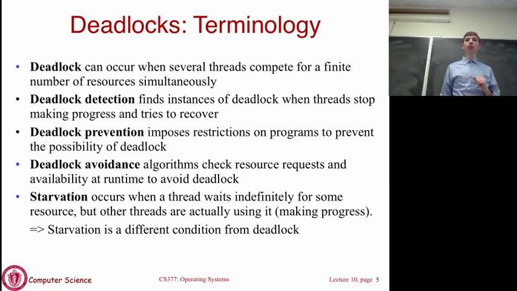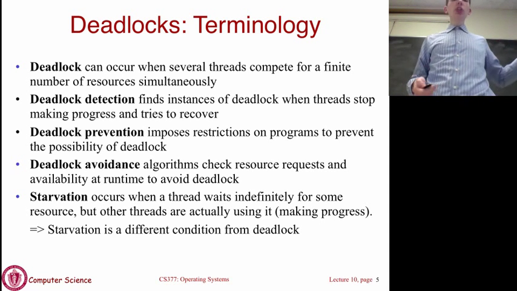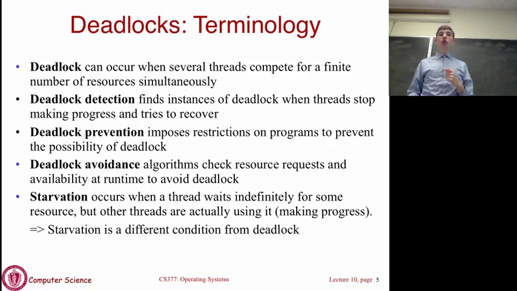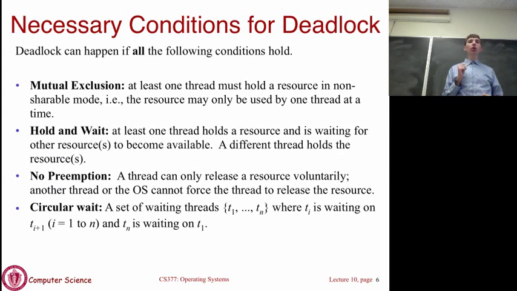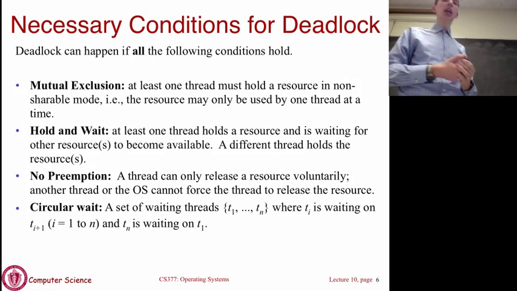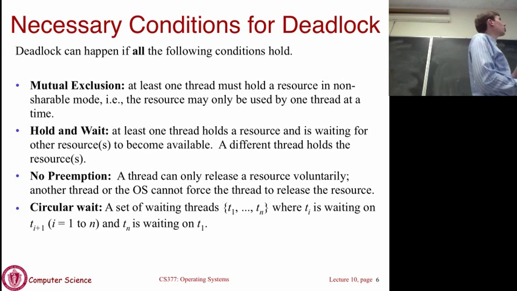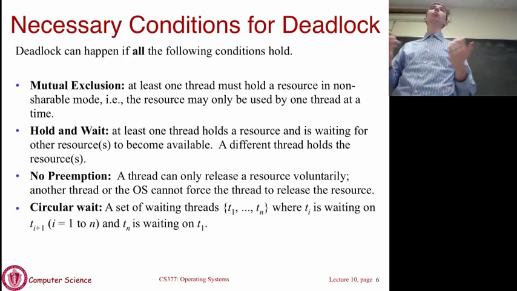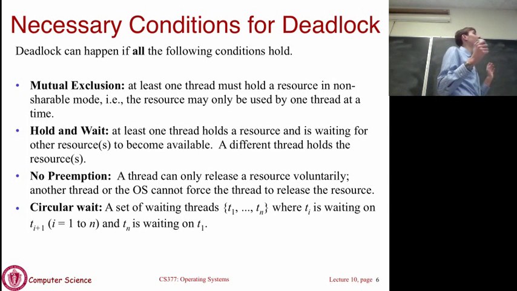Okay. So before we talk about detection, prevention, and avoidance, first let's talk about the necessary conditions for deadlock. We have some intuitive understanding of what causes a deadlock, but more formally, there are basically 4 conditions that all have to hold in order for a deadlock to be a possibility. This doesn't necessarily mean a deadlock will occur, but in order for a deadlock to be able to occur, you must have all 4 of these conditions.